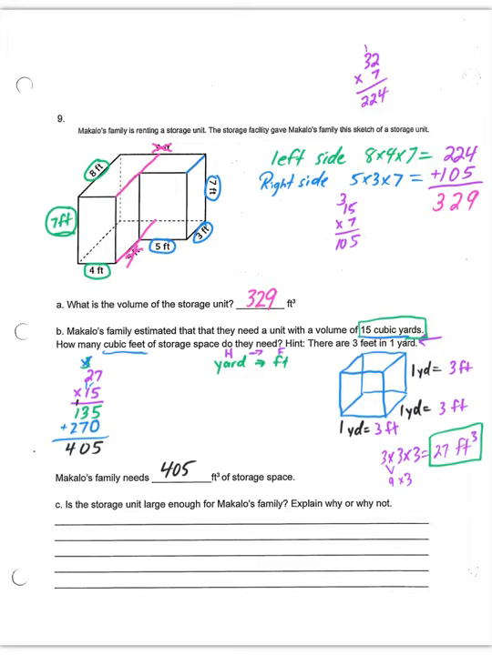All right, so we look back. If we look back at part A, the storage unit they were looking at is 329 feet cubed. This is the one they were looking at, 329 feet cubed. They need 405. So unfortunately, these numbers don't match up. They need 405, but what they have is 329. Is the storage unit large enough for Makalo's family? And explain.